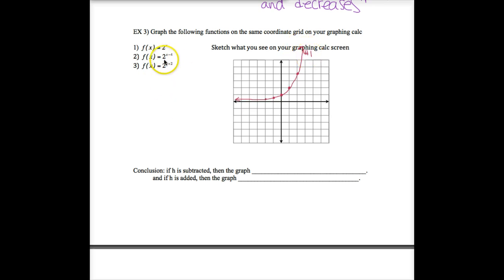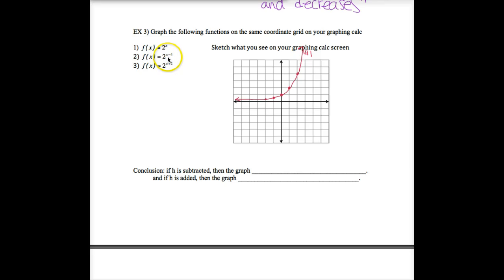Now I'm looking at what h is going to do. And notice these are the same. They're not the same as what I had in example 2 and example 1, but they are the same. This is my parent. Number 1 is my parent graph. And these are the changes that h can make. So now you're going to have to clear out your y2 and your y3. We're going to have to redo those.